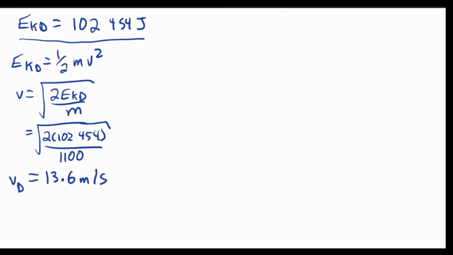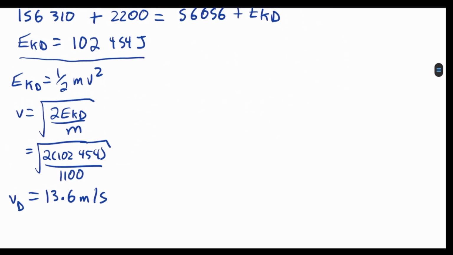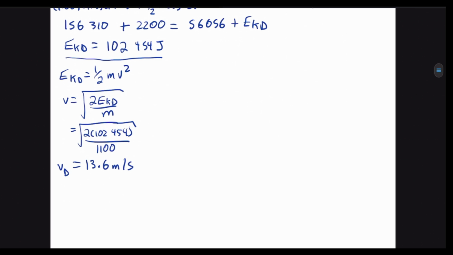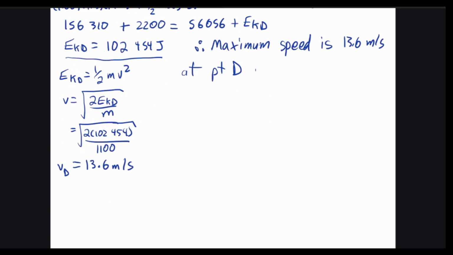So the question asked us, once again, double check the question, make sure we answered it. Where will it have the maximum speed, and what is the maximum speed? So, therefore, let's have our concluding statement. Therefore, maximum speed is 13.6 meters per second at point D, where kinetic energy is maximized and gravitational potential energy is minimized. But I'm not going to write all that just to save time and space.